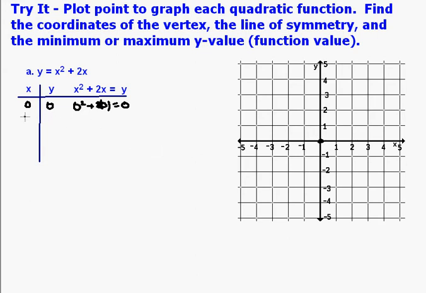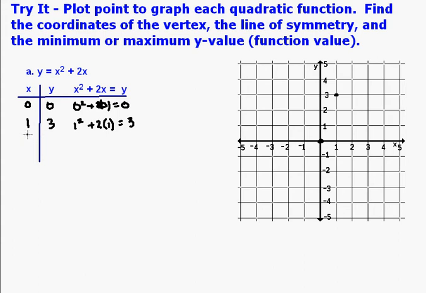Alright? Now let's use 1. If I plug 1 in for x, that's 1 squared plus 2 times 1. Well, 1 squared is 1, 1 times 2 is 2, and 1 plus 2 is 3. So our ordered pair is 1 comma 3. So we'll plot that point. We go to the right 1, up 3. There's our point right there.